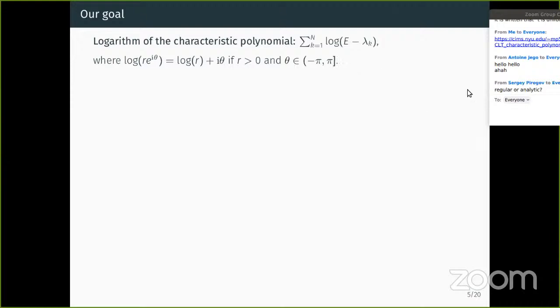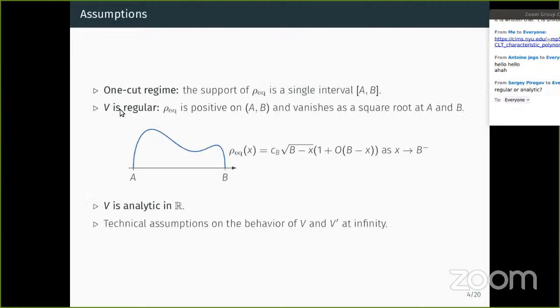And okay, I see another question on the chat, regular or analytic? Regular is the name for this assumption, and then I assume that it's analytic. Okay, it's a weird name, I agree. It has nothing to do with the fact of being smooth or whatever. That's what it means to be regular.